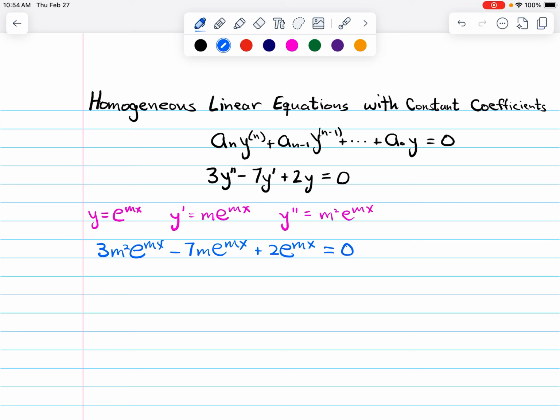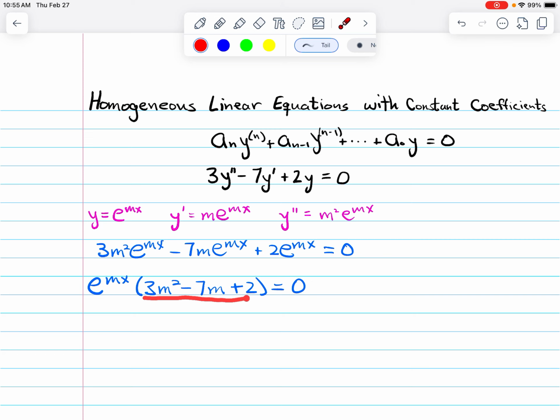Now, I'm going to factor out the e to the mx because I notice I've got one in all three of these terms. So let me factor that out. e to the mx, and now I've got 3m squared minus 7m plus 2. Now, it looks like what it amounts to is I've got to figure out what value for m will make this thing 0. Now, I don't need to consider this. This is not going to be 0. This is e to the mx. So what I need to focus on is just this right here. In other words, what I've got now is 3m squared minus 7m plus 2 equals 0.